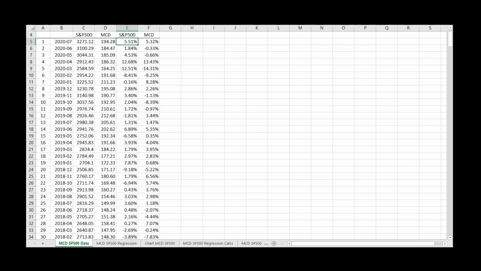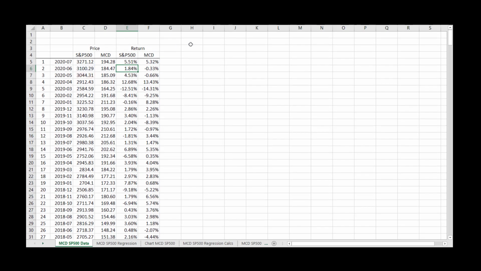From this, I've computed the return for the S&P 500 over each month. Let me just make sure I didn't screw this up. I went from 31 to 32.7, and I have a positive number, so that's right. Okay, I did that right. For McDonald's, it went from 184 to 194, and I have a 5% return. In the previous month, it went from 185 to 184, so I have a negative return. The market was up that month, and McDonald's was down. Okay, so now I need to run a regression.